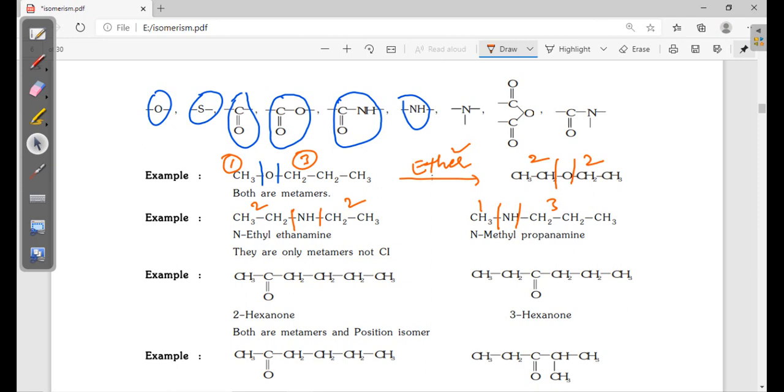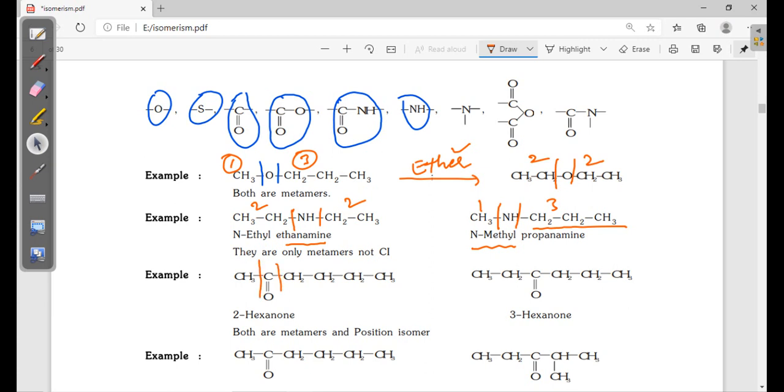So here the name is N-ethyl ethanamine. The IUPAC name we already discussed. Here N-methyl: generally the smaller group is taken as a substituent on nitrogen, then the remaining is taken as alkane nomenclature. Propane plus amine, propanamine. This methyl is a substituent. So N-methyl propanamine.